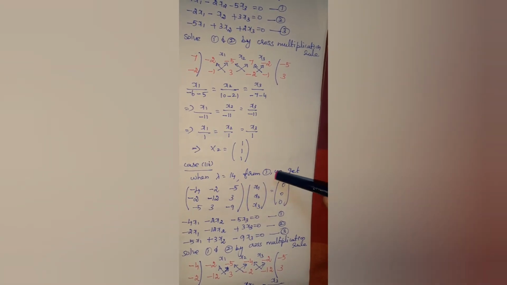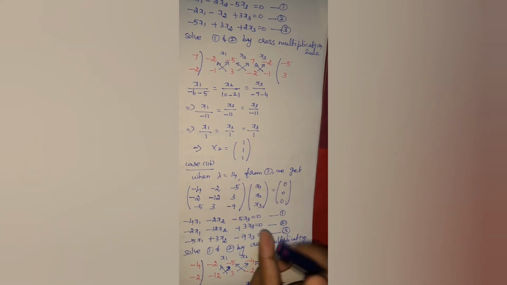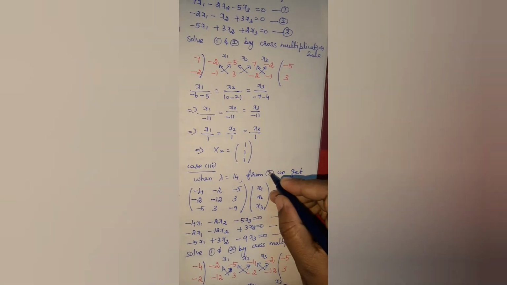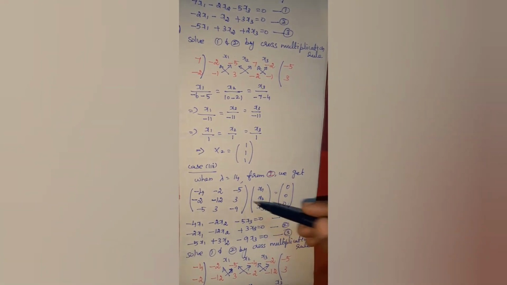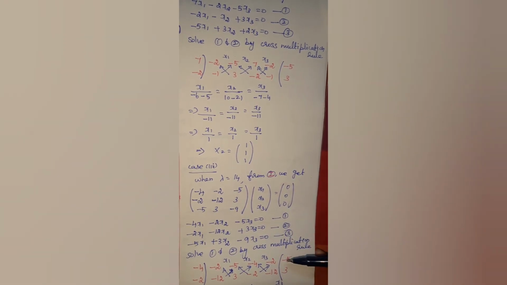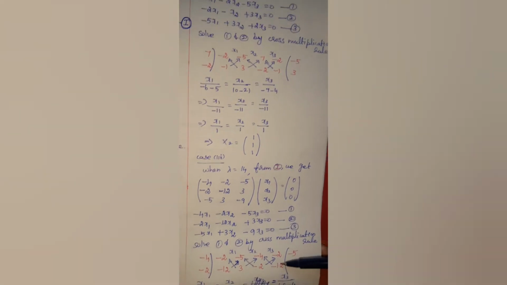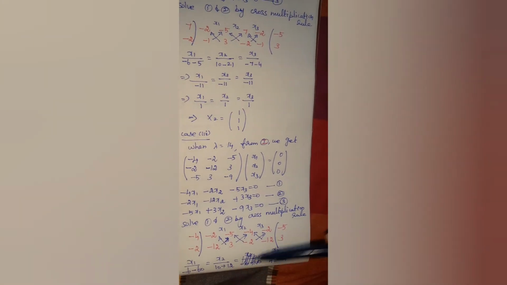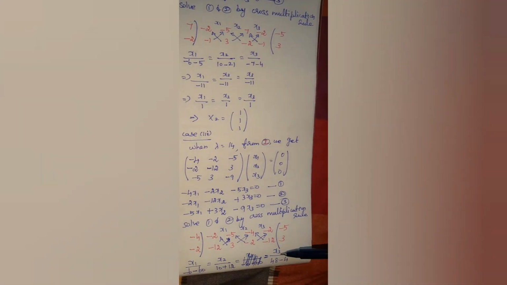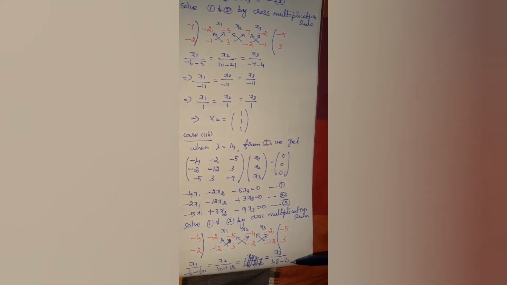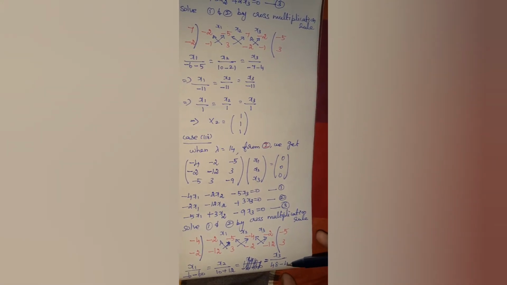Likewise, you take the third characteristic value as lambda equal to 14. You substitute lambda equal to 14 in equation Roman numeral 1. When you substitute, this is your matrix, this is your equation. The same thing, you use the cross multiplication rule. And finally, you will get x1 by, x2 by, x3 by, which is your ratio.